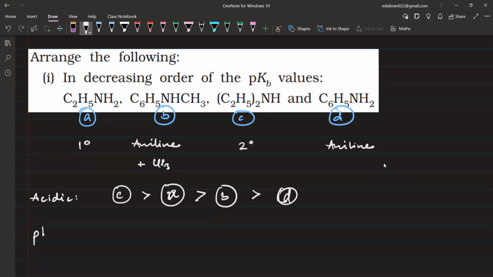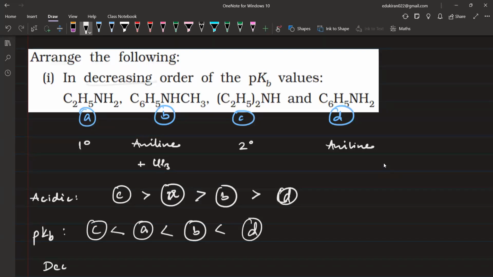So if I want to write the pKb, the question says decreasing order of pKb, so let us write the increasing order first. So the order of pKb will be the same thing, C A B D. But you have been told decreasing order, so what will the decreasing order be? The decreasing order will be D B A C.